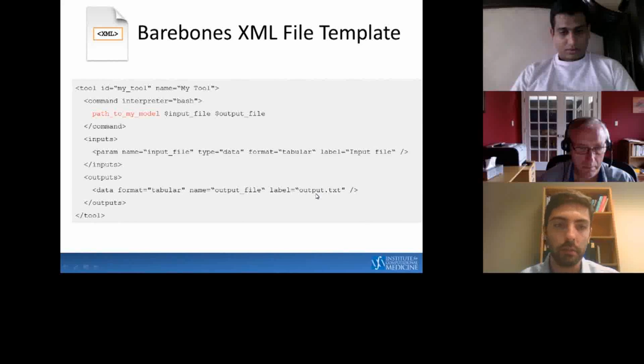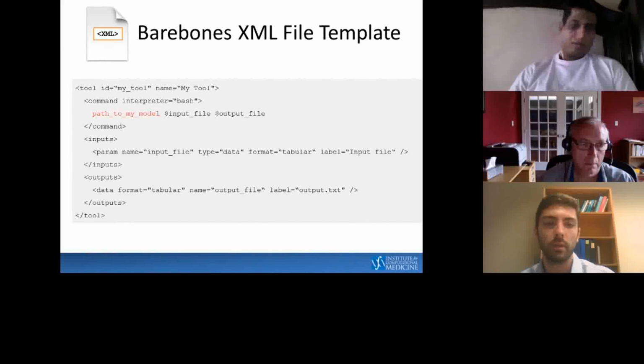So in this case, when Galaxy runs the model, it will run the command, the path to the model. It'll then paste in the input file path for the first argument, and then the output file path for the second argument. So you just need to design your model to expect those arguments, and that's the basic way in which you can integrate the model into Galaxy.